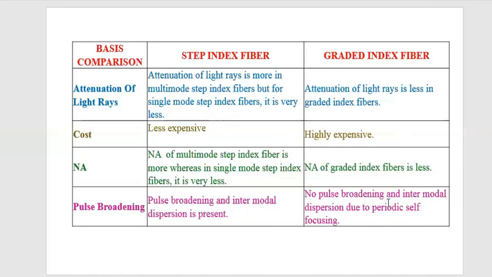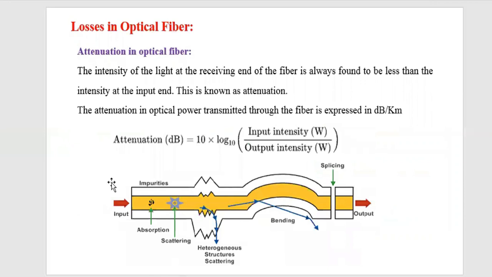Okay, now the losses of optical fibers. We can't always expect 100% output. Any work will have some losses. These losses in the output are called attenuation. So attenuation means the loss in the output when compared to the input.